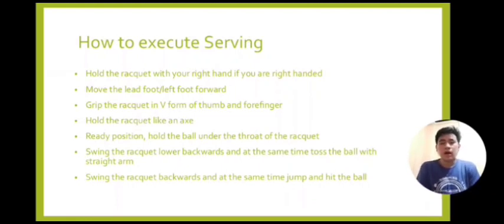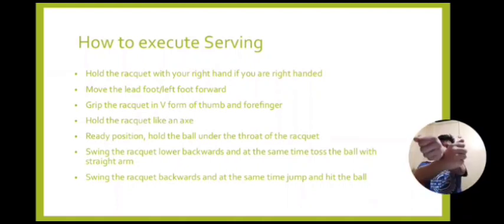After holding the ball under the throat of the racket, you have to swing the racket lower backwards, and at the same time toss the ball with a straight arm. Let's say, for example, I have a racket. This is the racket and this is the ball. You are holding the ball underneath.